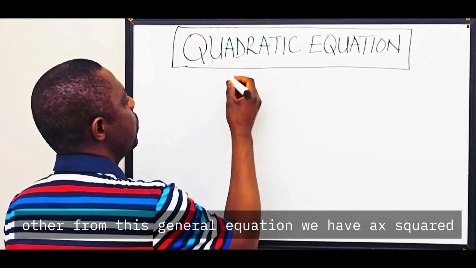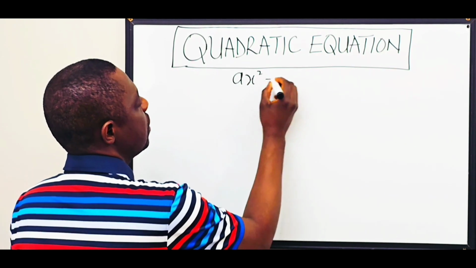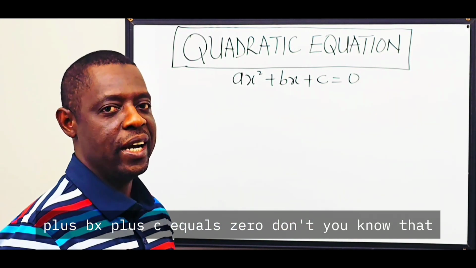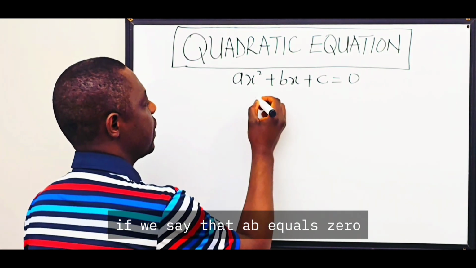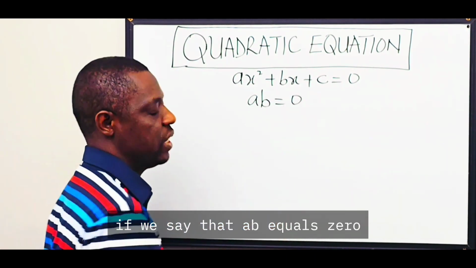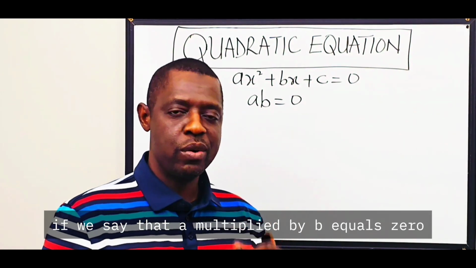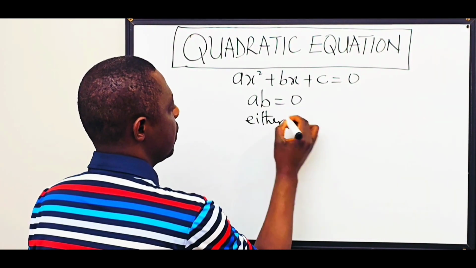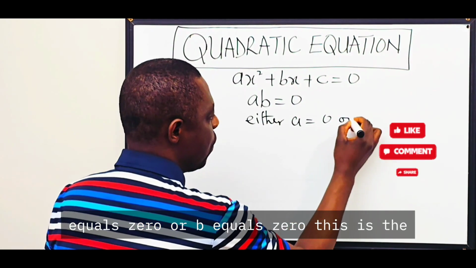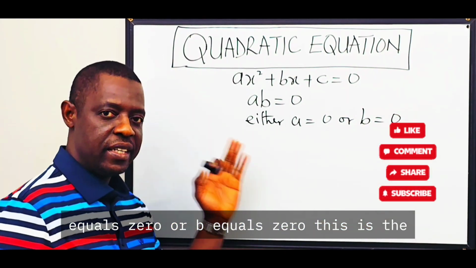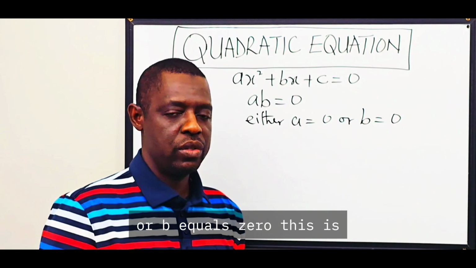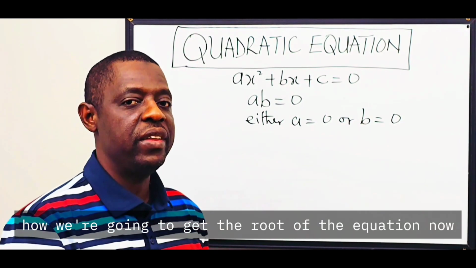From this general equation, we have ax squared plus bx plus c equals 0. If we say that a multiplied by b equals 0, what this is telling us is that either a equals 0 or b equals 0. This is the rule, and this is how we are going to get the roots of the equation.